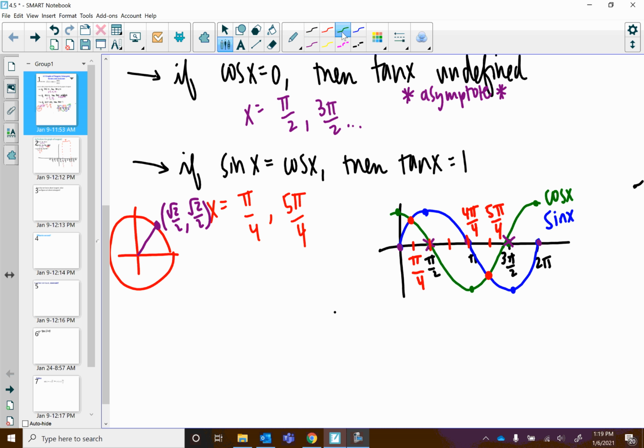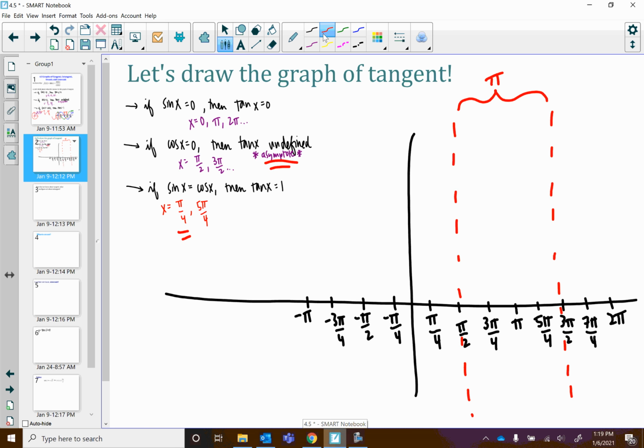So if I continue cosine for a second, the places where cosine is 0, notice, is going to be at negative pi over 2, and then negative 3 pi over 2. So I can be fairly confident, and I am correct, to say that there is an asymptote at negative pi over 2, and then every other iteration of pi. Okay, so we got our asymptotes drawn. Now let's draw these points that we know.